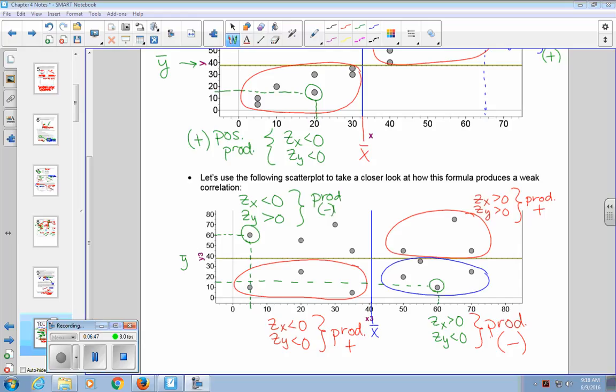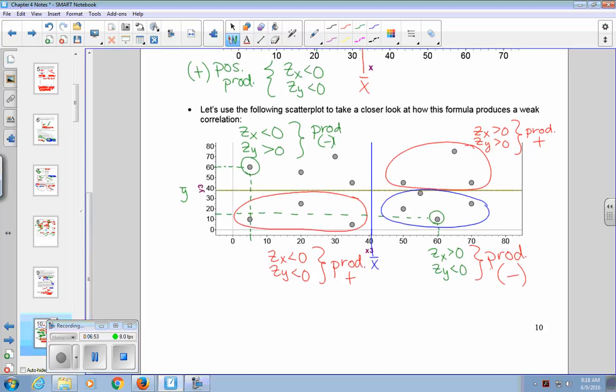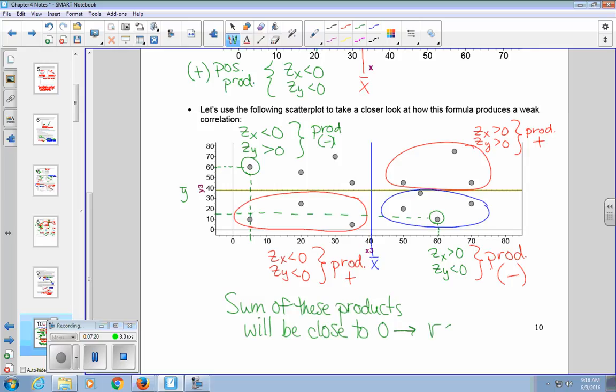negative product. Right, so now what you can imagine happening, if you take all these products and you add them up, you're going to have some positives, some negatives, and they're going to start to cancel each other out. So if you add positives and negatives together, you're going to get a sum that's going to be closer to 0. So here, the sum of these products will be close to 0. And that means that your correlation, which is r, again, is going to be close to 0. It might be a little bit above, might be a little bit below, but it's going to keep it in the weaker range.